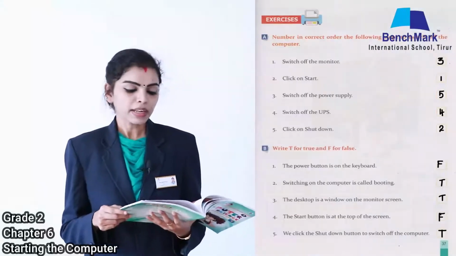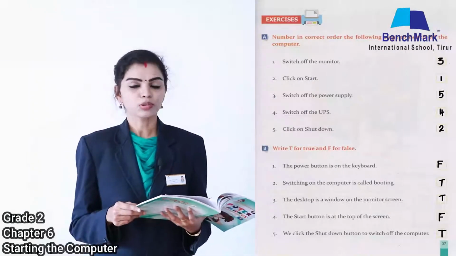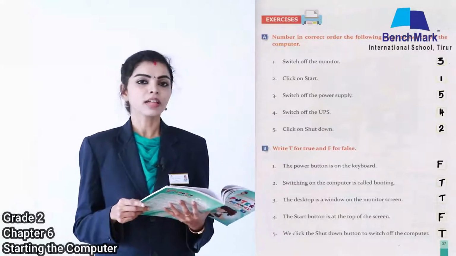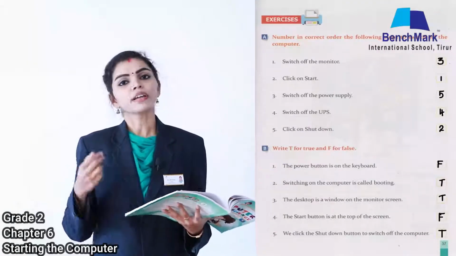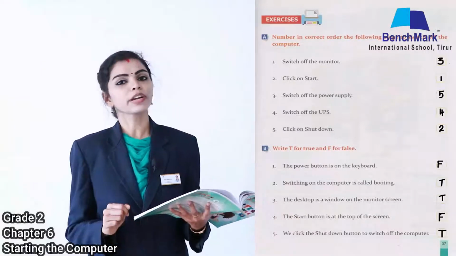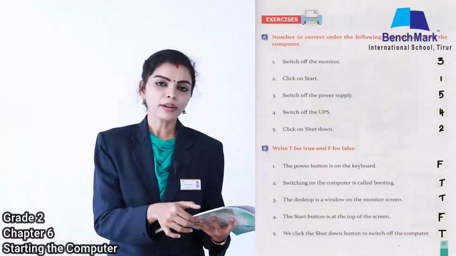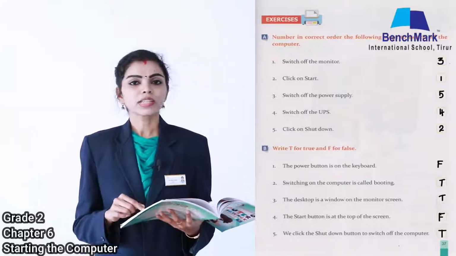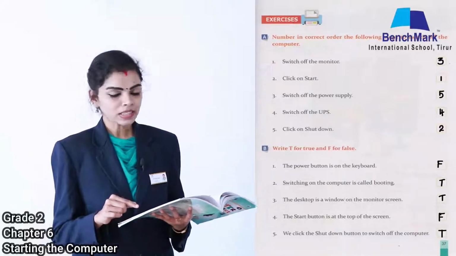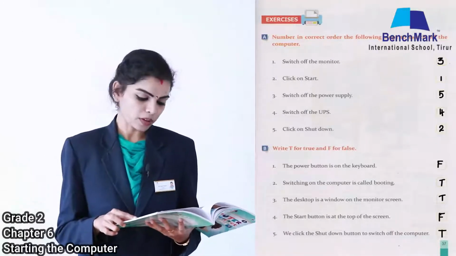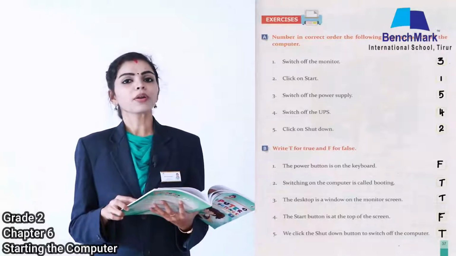Exercise A: number in correct order the following steps to switch off the computer. So you need to number the order in which you need to switch off your computer. The first step is click on start, so you need to write 1 near that. After clicking on start, you need to click on shutdown, so you need to write 2 near that.